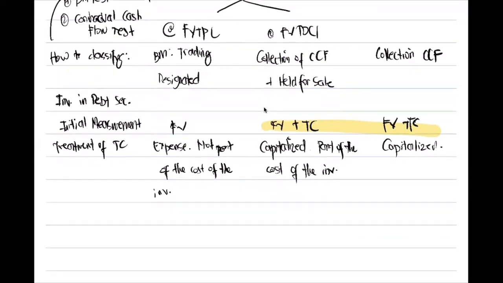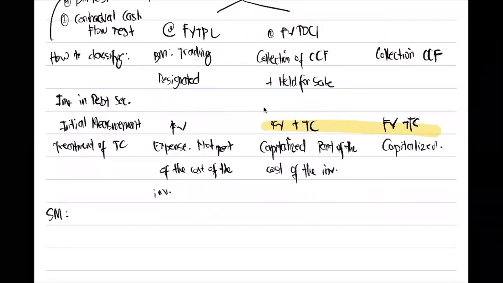Next, subsequent measurement. How do we subsequently measure your investment under FVTPL, FVTOCI, and amortized cost? So under FVTPL and FVTOCI, it is measured at fair value.